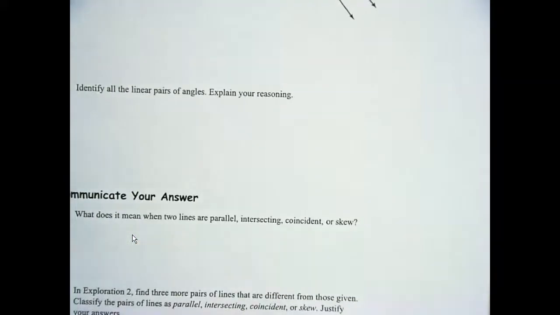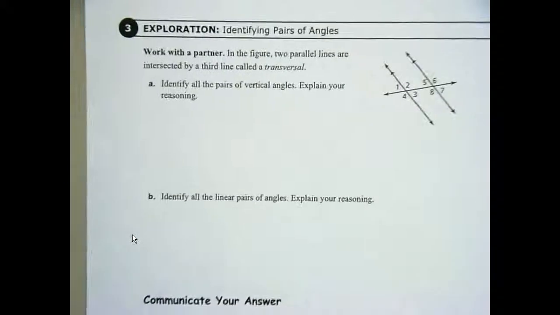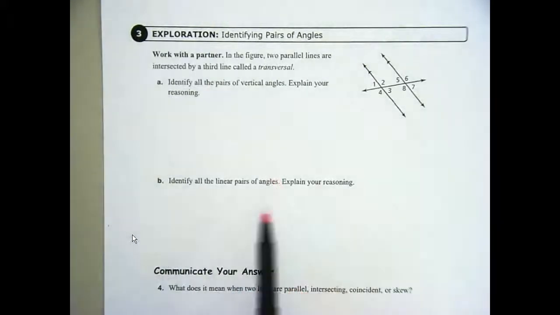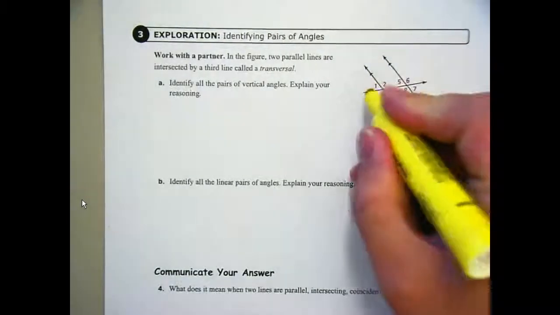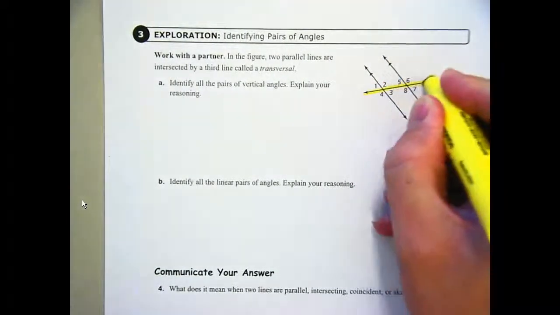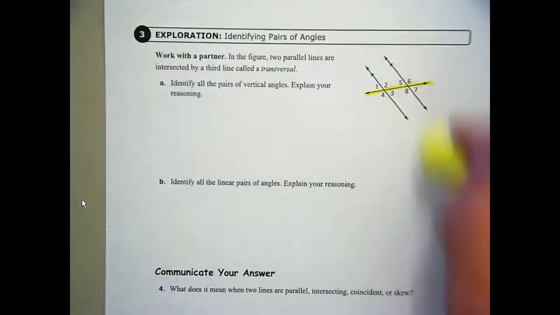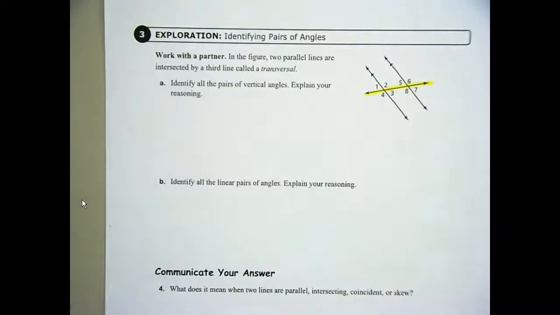All right. Switch it over. Exploration 3, identify all pairs of vertical angles. Explain your reasoning. Then all the linear pairs of angles. Explain your reasoning. Off you go. By the way, one new vocab term. This is called a transversal. A line that intersects two other lines. And in this case, the line intersecting the parallel lines is called a transversal. Okay?